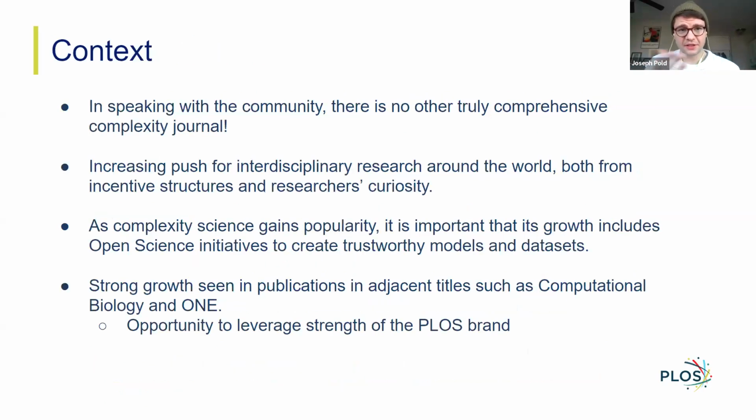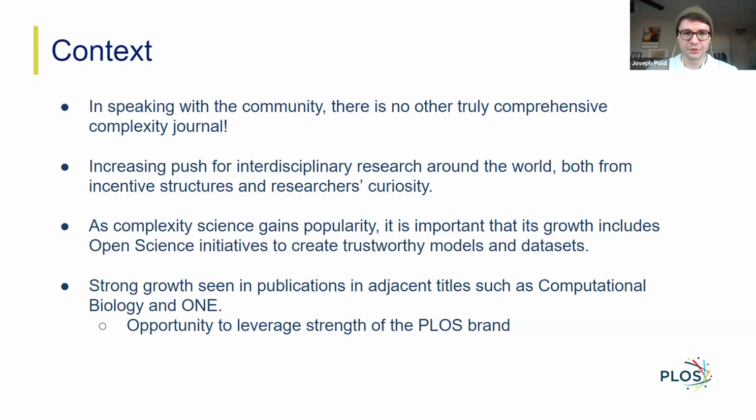And so finally, a little bit of context as to why we chose to launch the journal now, and hopefully that helps you understand the way we're thinking about it. As I said, there's no other truly comprehensive complexity journal in the field right now. Speaking to a lot of people, there are journals like PLOS, which calls itself an interdisciplinary journal, but it's mostly a physics title. There are titles more focused on the network science aspect of it, but nothing that's truly trying to bring together all pieces of complexity.